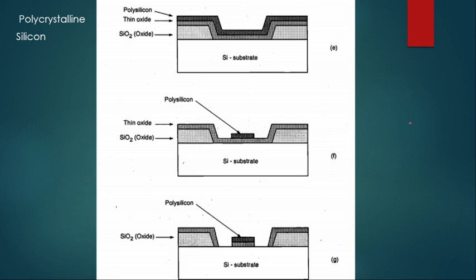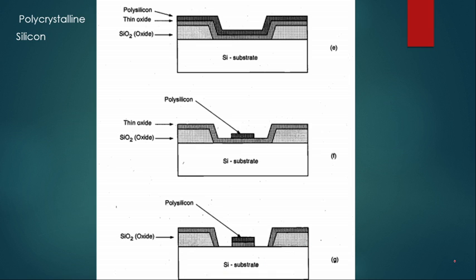Then a thin oxide layer is deposited all over the surface. Over that, polysilicon is deposited. Polysilicon is nothing but polycrystalline silicon, the type of silicon which has a polycrystal nature. So this layer is also deposited over the thin oxide layer. Now again, the polysilicon layer is required only at the gate terminal.